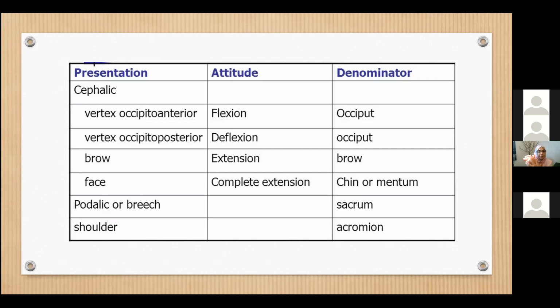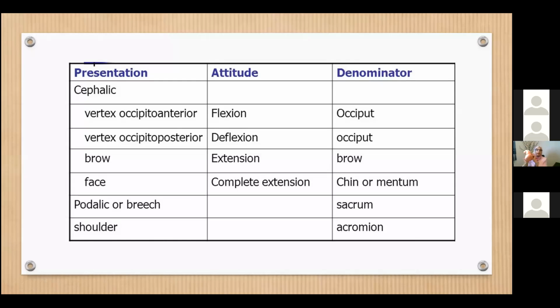Okay, so in the head, we choose to talk about the occiput. So the occiput in a cephalic presentation becomes a denominator. And if it's a breech presentation, then the sacrum becomes the denominator. We have to talk about which way the sacrum of the baby is facing. Just concentrate on these 3 points and don't get confused with the other things. If you can just remember that and understand that, that's a big step.